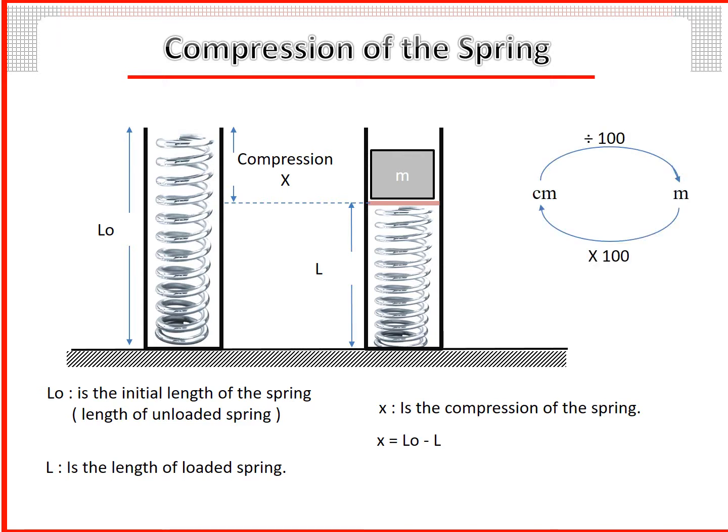Keep in mind, to convert from centimeter to meter, we have to divide by 100. And to convert from meter to centimeter, we have to multiply by 100.